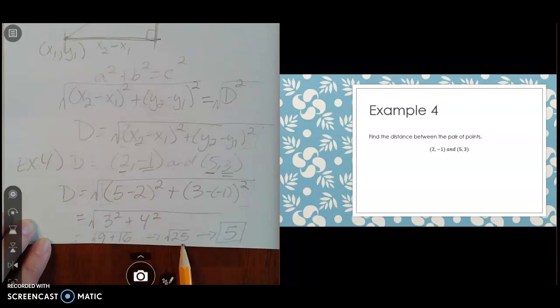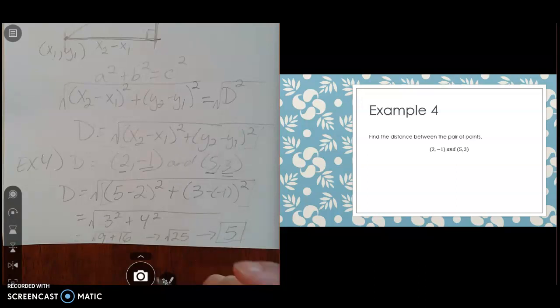Now this one turned out to be a perfect square. They don't always. If they are not a perfect square, you'll simplify it, or you can do an approximation depending on what the problem is asking for.